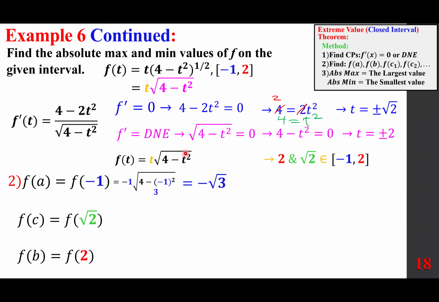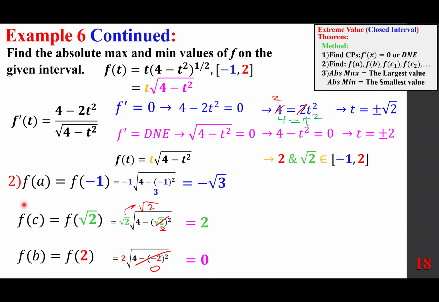Let's plug in square root of 2. So it's square root of 2 times square root of 4 minus square root of 2 quantity squared, which is 2. And 4 minus that is 2. So it's square root of 2 times square root of 2, or simply 2. Plug in 2. 2 times square root of 4 minus 2 quantity squared, which is positive 4. They cancel each other. They give us 0. The final answer is 0.